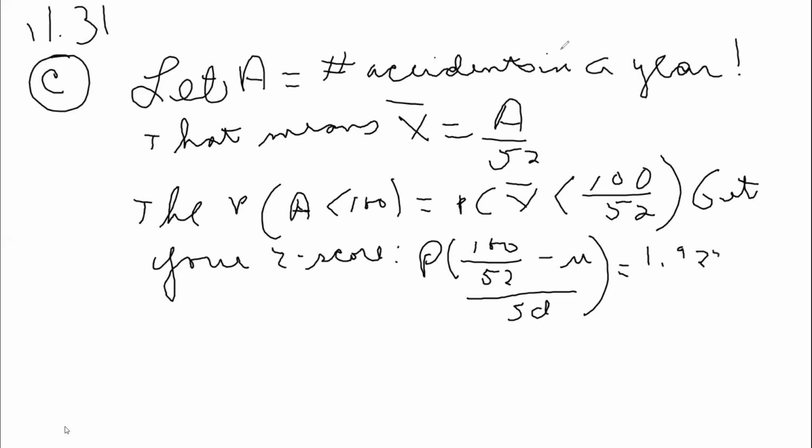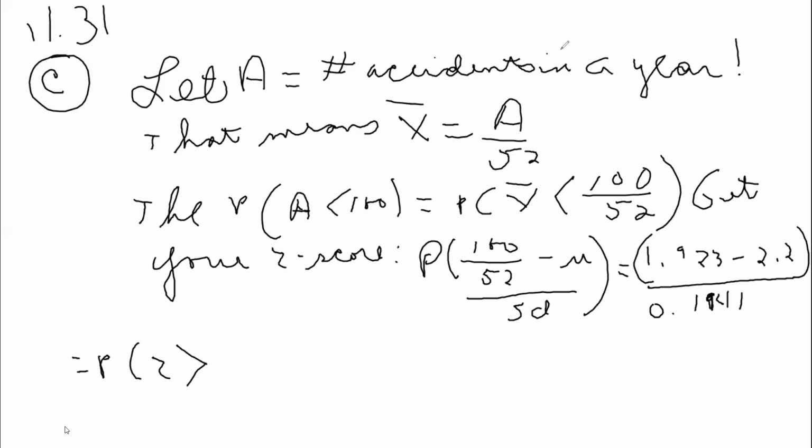1.9223. That's the 100 divided by 52. And we subtract the mu, which is 2.2. And all of this is divided by our standard deviation, which was 0.1941191. So that equals the probability of z being greater than this whole number. Okay, this whole number is negative 1.43.